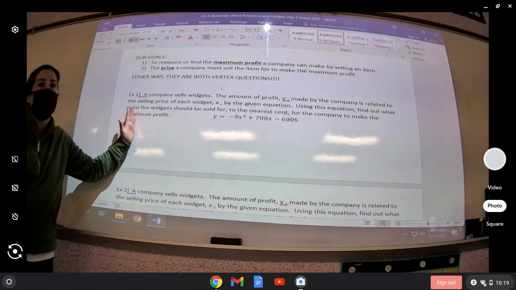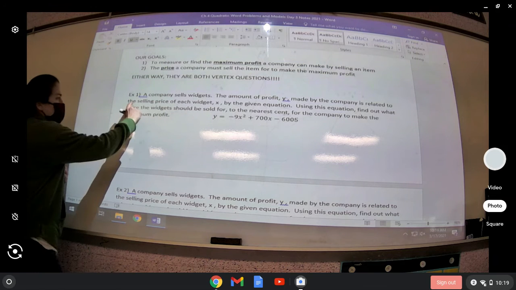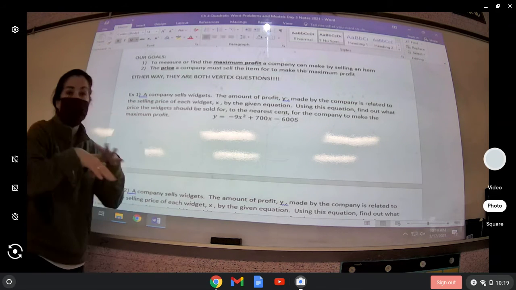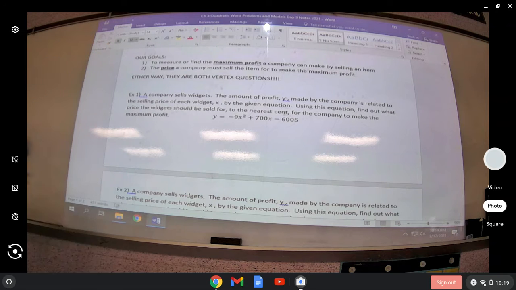This is exactly what your homework is going to look like. Example 1 says, a company sells widgets. Guys, in every example, they're selling widgets, okay?